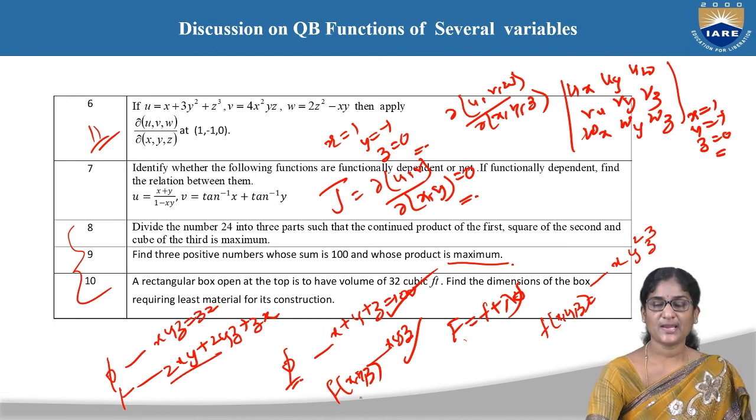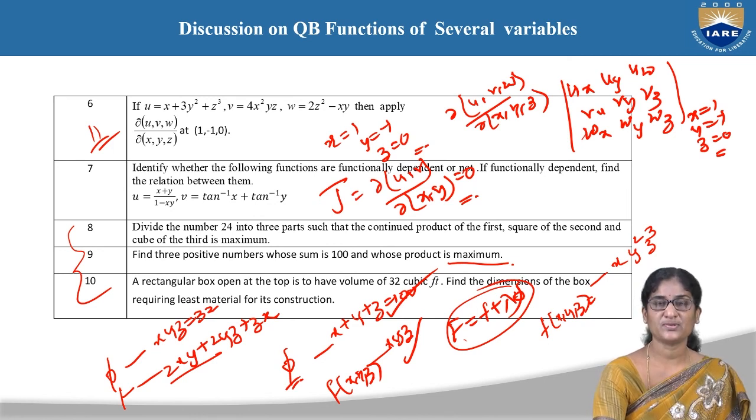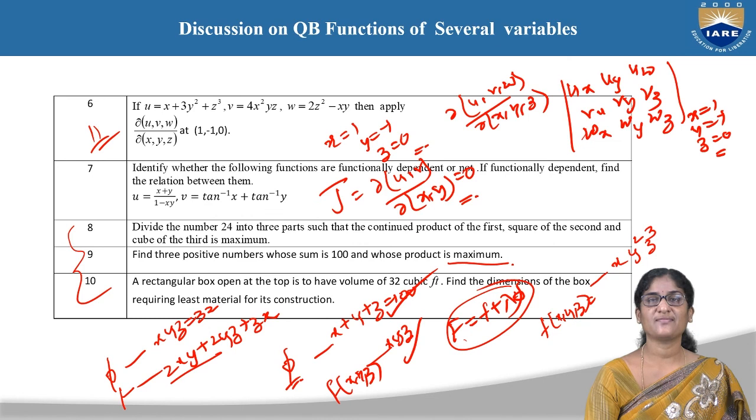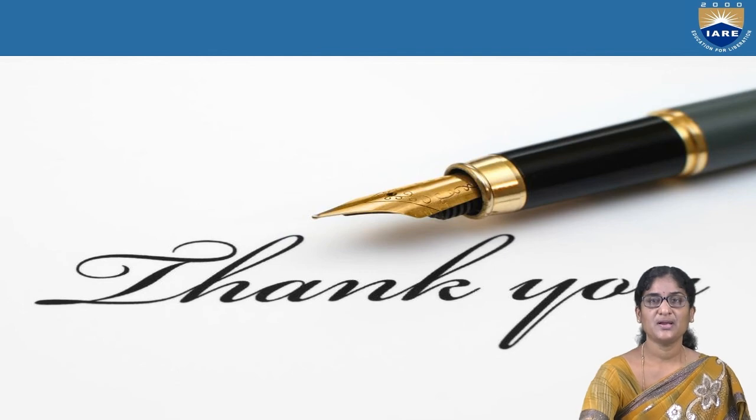Like that, again, frame Lagrange's auxiliary equation, capital F is equal to f plus lambda phi, and find out dou F by dou x, dou F by dou y, and dou F by dou z. Equate them to 0, and we'll get the critical points where the function is assumed to have the maximum value. So this is how the question bank questions on functions of several variables can be done.